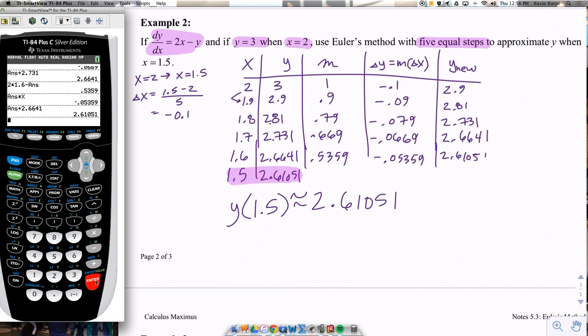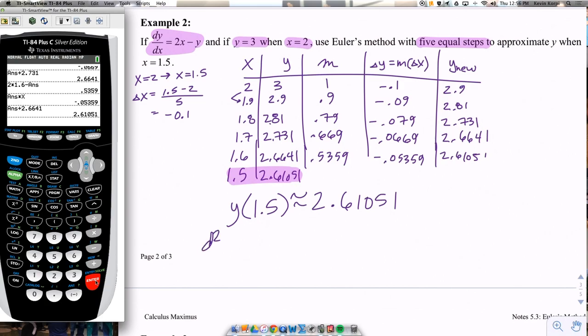Would there be a way to determine if that's an over or an under approximation? Would the concavity still work here? Yeah, you would just have to show that the second derivative would be either concave up or concave down over the entire region that we're working with. You want to attempt that? Let's try it.